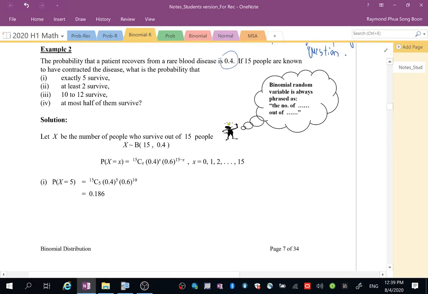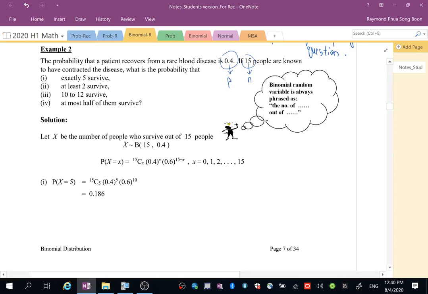So in this question, you're told that the probability that a patient recovers from a rare blood disease is 0.4. So it means that p is 0.4. And what is n? n is the number of trials. In this case, you're told 15 people are known to have contracted the disease. So that means your n, or number of trials, is 15. For all four parts of this question, you are concerned about the probability of the number of patients who will survive after they have contracted this particular disease.